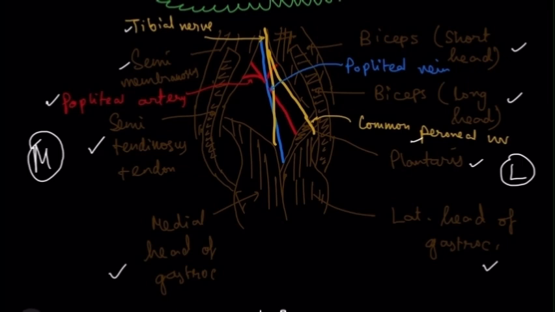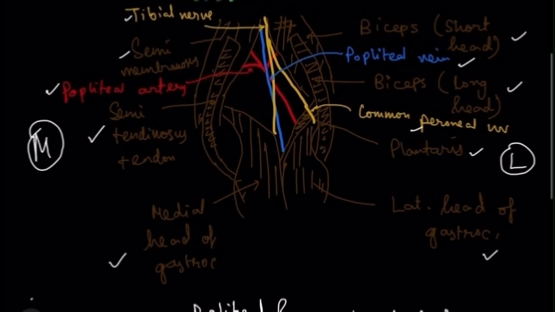Why is it shown like this? It could have been shown a bit differently as a sciatic nerve, but no, we know that in the upper angle of the popliteal fossa, the sciatic nerve divides into tibial and common peroneal nerve, so we have shown it like this. Popliteal vein is also shown. Let's get into the details of it.